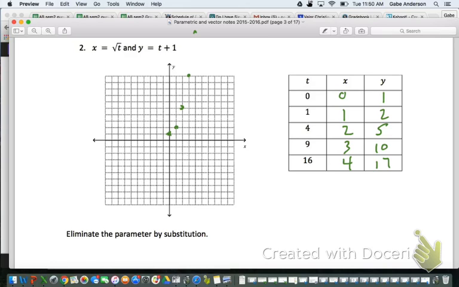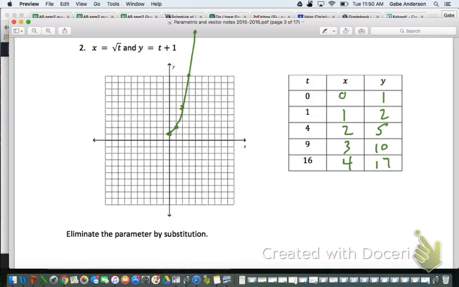So, did you guys get something like that? Okay. So if you connect those, essentially what you're doing when you connect them is making your t step really small, which is okay.